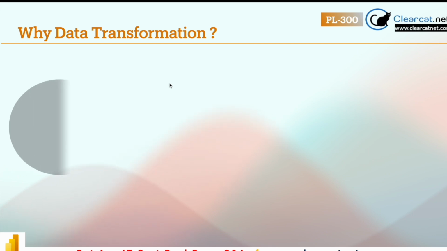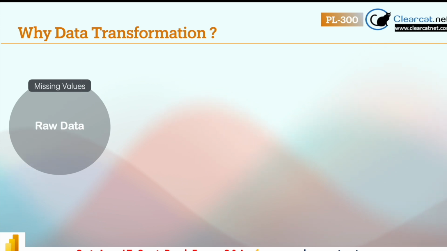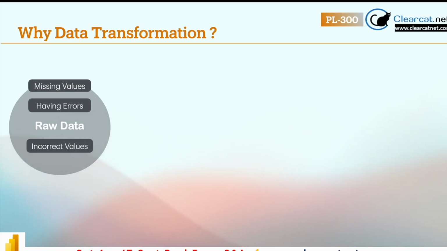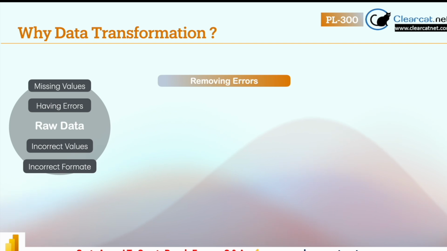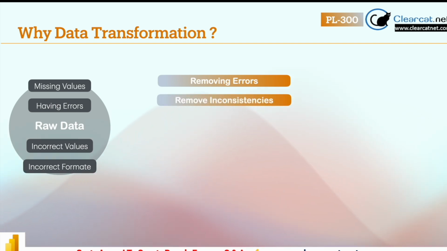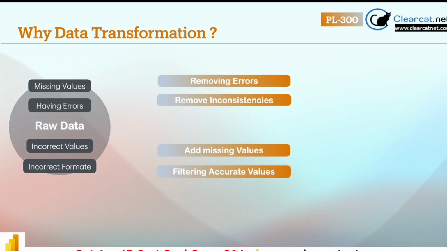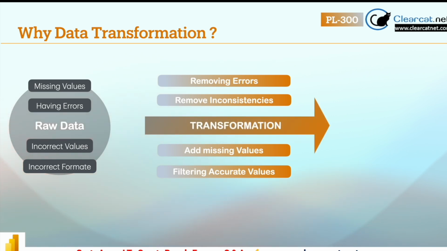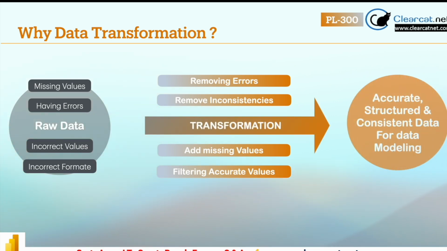What is the importance of data transformation? See, when we collect any data source from any client or for any project, it may contain some error values, some missing values, some incorrect data, some formatting issues. So for that, we have to perform the transformation. We have to remove the errors, remove inconsistencies, add missing values. We can add a default value for all the missing values, filter accurate values only. So for that, transformation will help us. With the help of transformation, we'll get accurate, structured, consistent data for the data modeling.